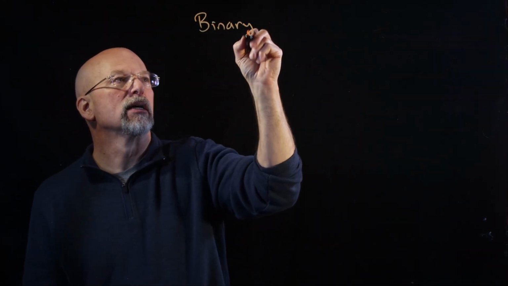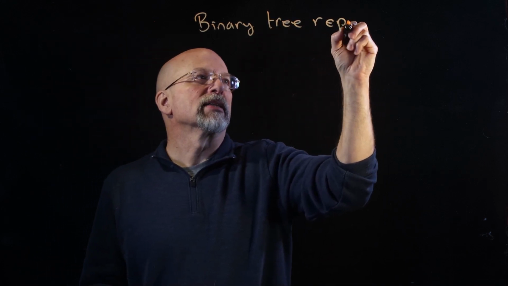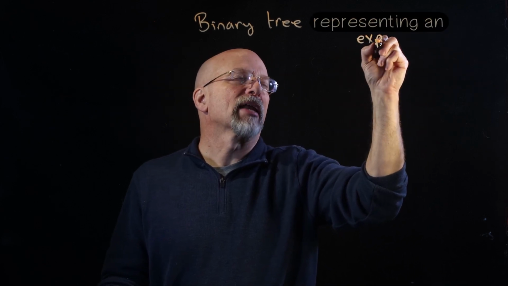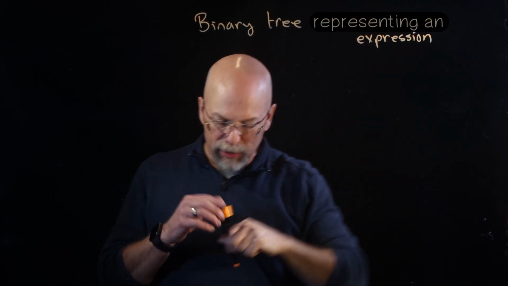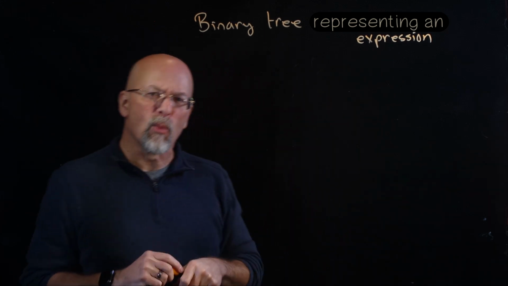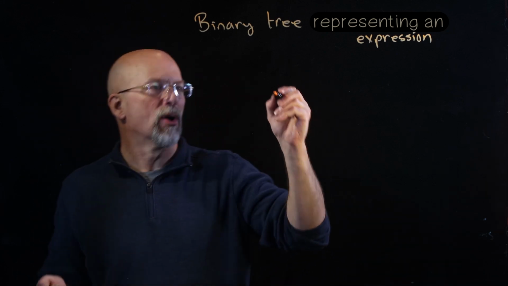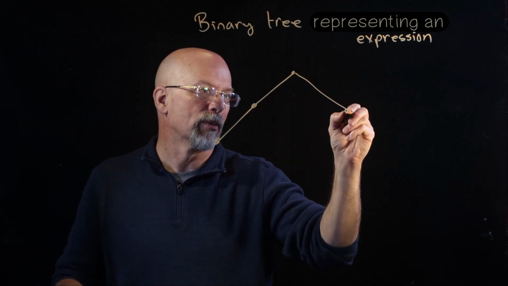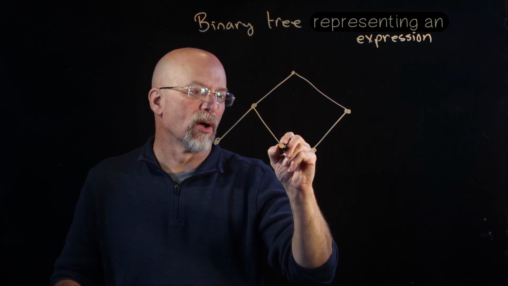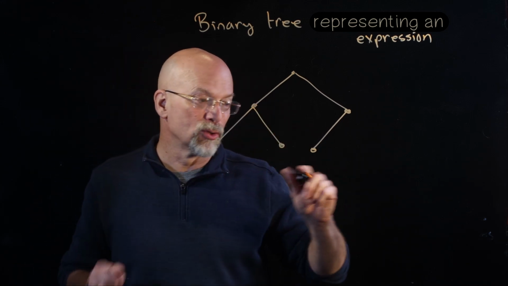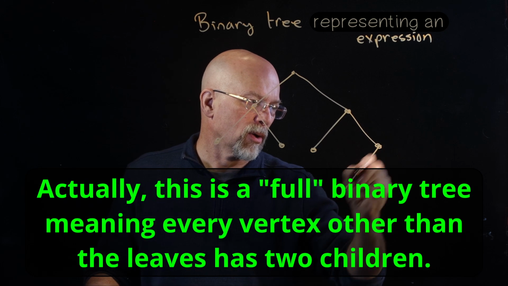Now what I'm going to do is I'm going to have a binary tree to represent an expression, a mathematical expression. And I'm going to show you the different ways of traversing this tree allow us different ways of representing this expression. So this expression is going to come down like this. And remember, it's a binary tree. In fact, it's a complete binary tree, which means every single vertex has two subtrees coming off of it. So here we go.